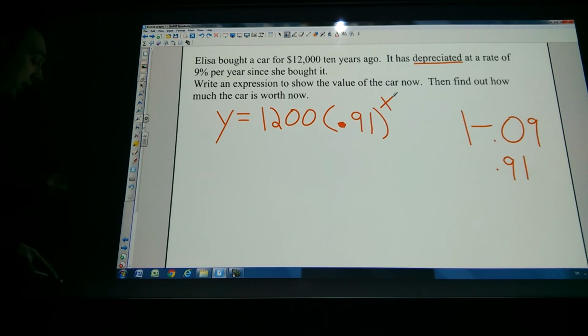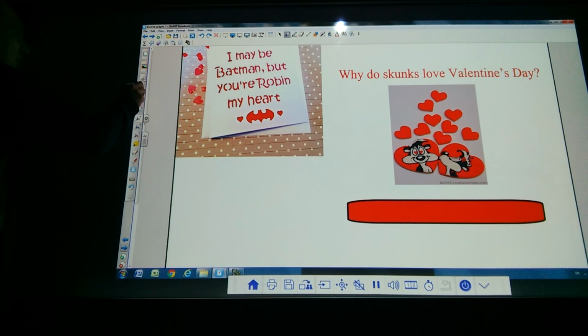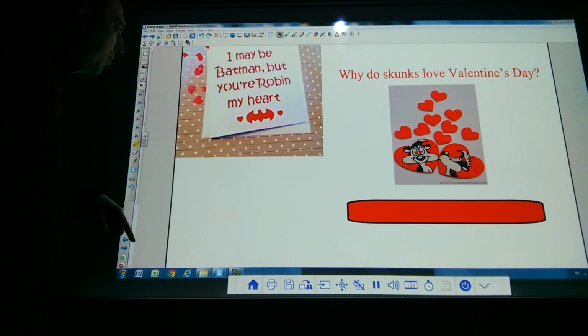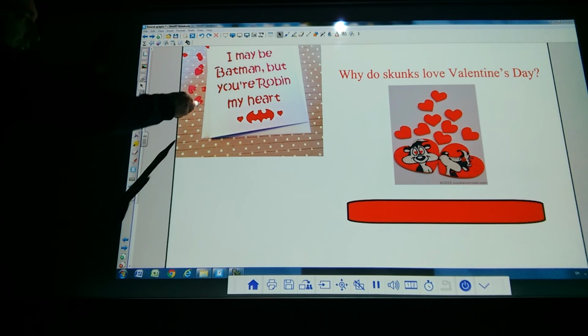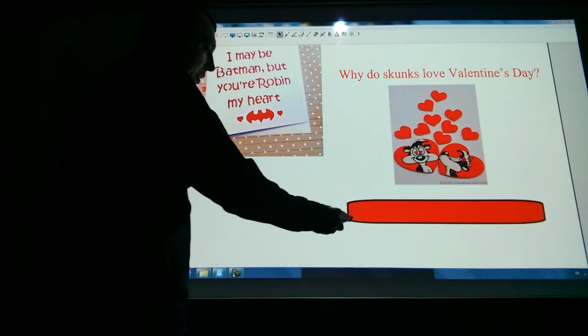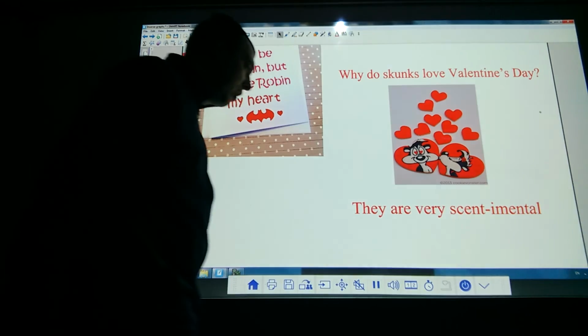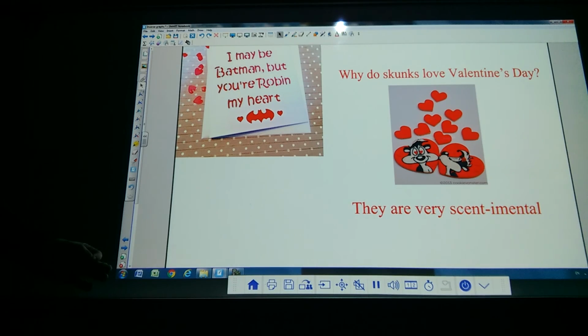Now I promise I'm done. Thank you for your patience. So Valentine's Day is coming up. So I have a couple Valentine's jokes. This is kind of funny. I may be Batman, but you're Robin, my heart. And why do skunks love Valentine's Day? They are very sentimental. Have a good one.